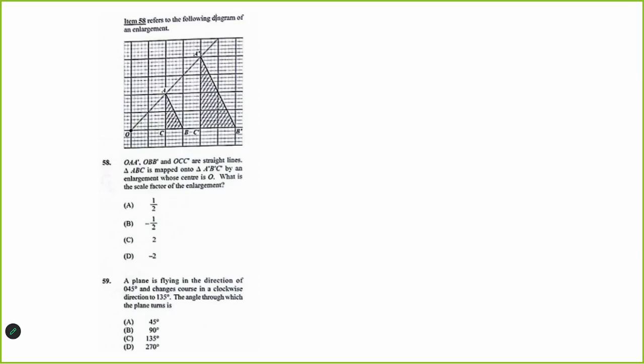Item 58 refers to the following diagram of enlargement. We have ABC to image ABC. What is the scale factor? Now, your scale factor K is your image over your object. You take BC as 2 units, that's your image, over your object, which is 1. 2 over 1 is 2, so the answer is C.